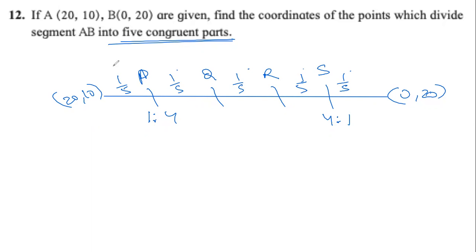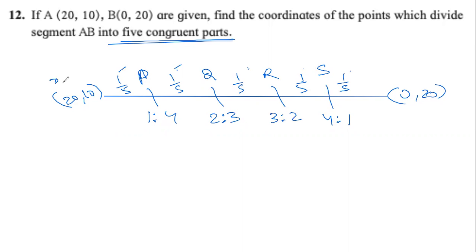Now Q will be 3. 1 plus 1, 2 is to 1, 2, 3. 2 is to 3. When we add, it will be 5 because we are dividing the line segment into 5 equal parts. If Q is 2 is to 3, R will be 3 is to 2. Done.